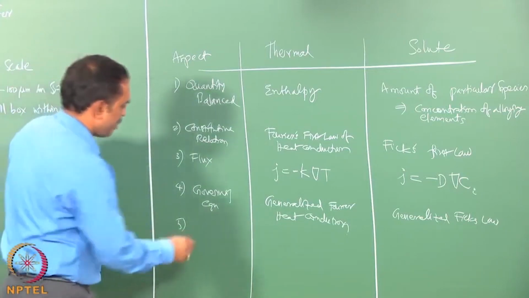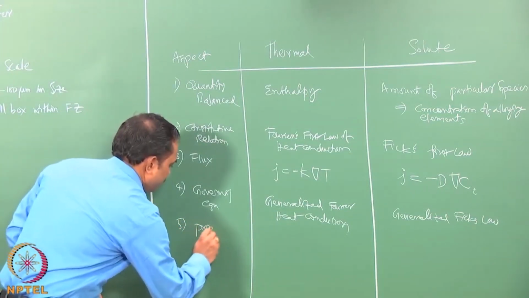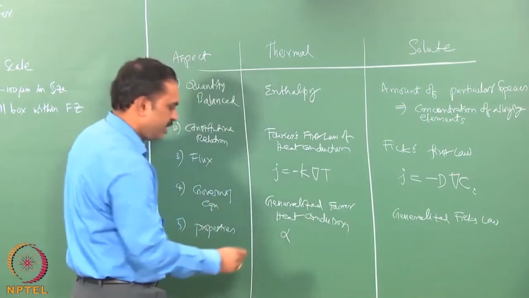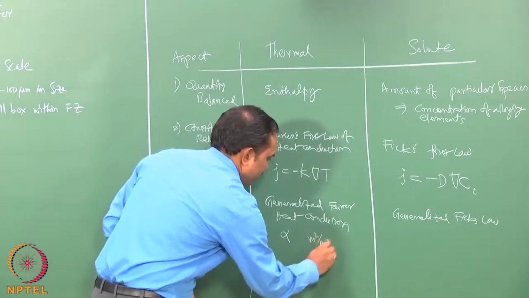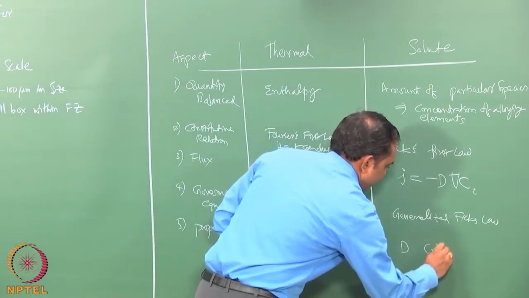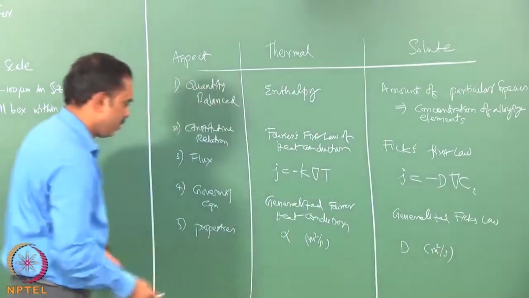And the parameters, properties that are playing a role here: in the thermal case it is thermal diffusivity, which is in meter square per second, that will play a role. In the solute case it is the diffusivity D, which is again meter square per second, which is playing a role.